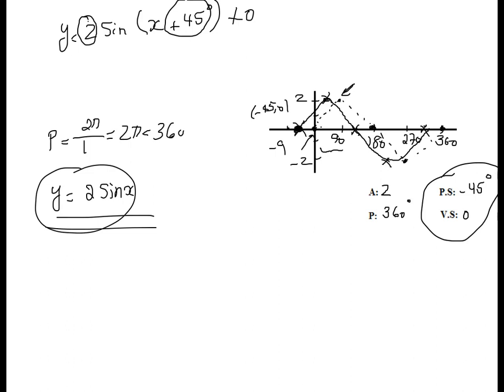Now let's look at this point. What was the coordinate of the point here? 90 and 2. I moved to the left 45 degrees. So what is the coordinate of this guy now? 45 and 2. Let's look at this point. What was the coordinate here?